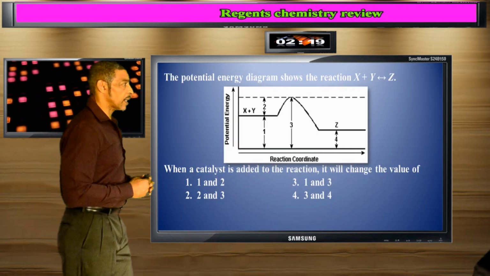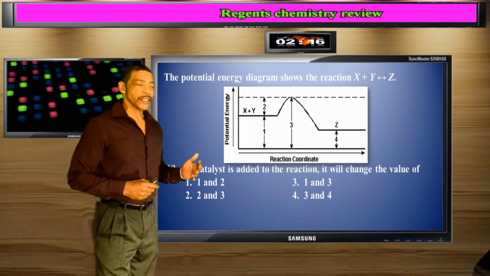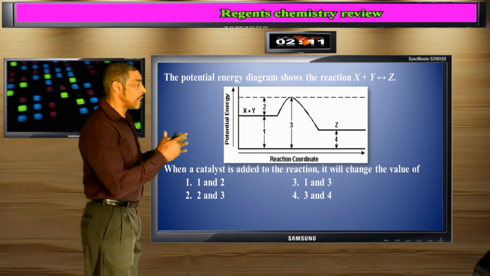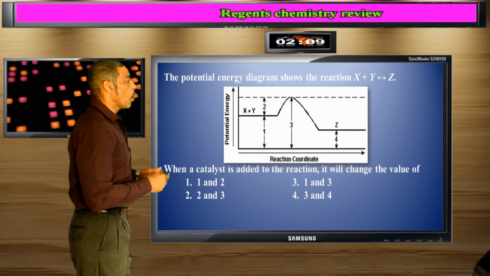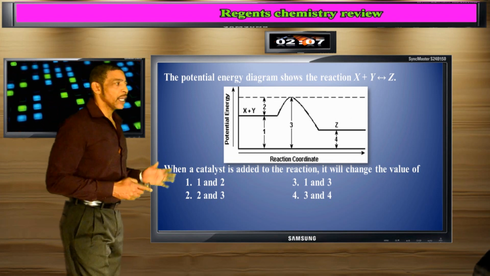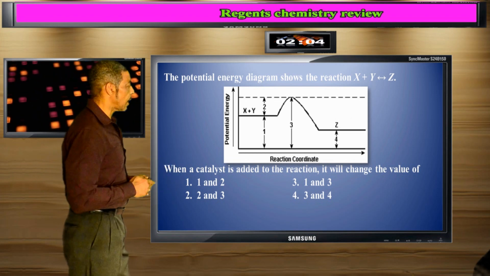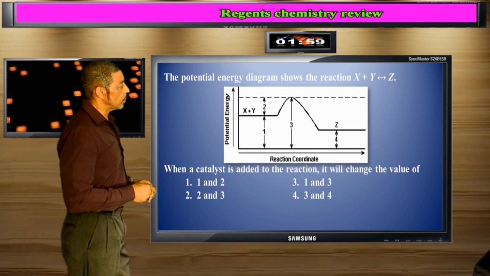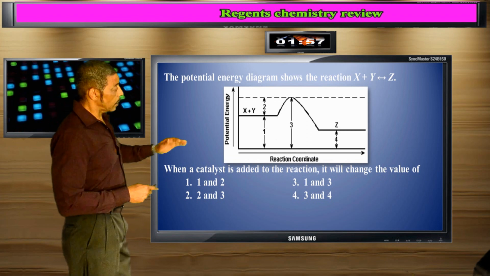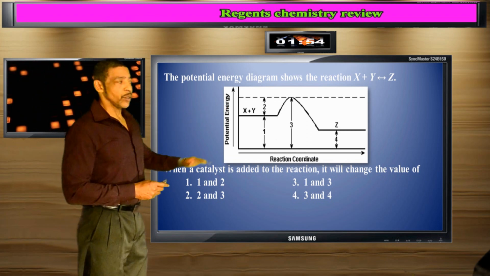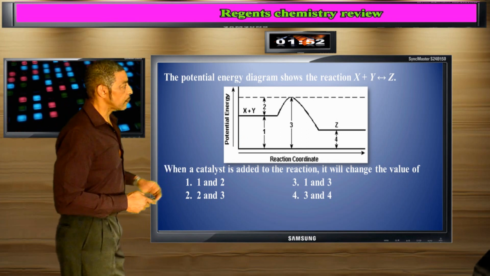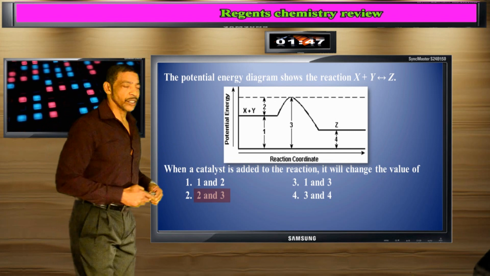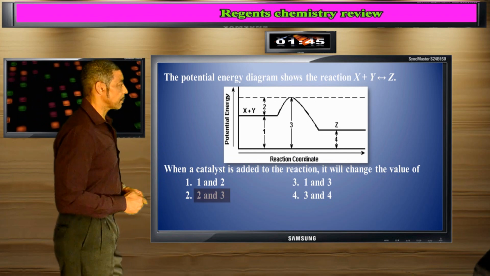The potential energy diagram shows the reaction X plus Y gives Z, and it shows an equilibrium condition. When a catalyst is added to the reaction, it will change the value of which of the following? Okay, so a catalyst lowers the activation energy. So the regions affected will be, well, clearly region 2 and region 3. Regions 1 and 4 will be unaffected, so the answer is number 2, regions 2 and 3.